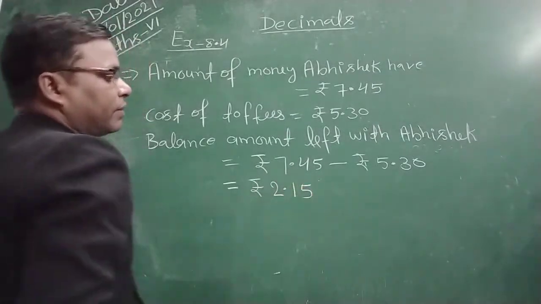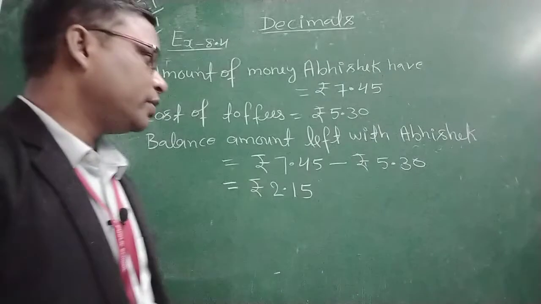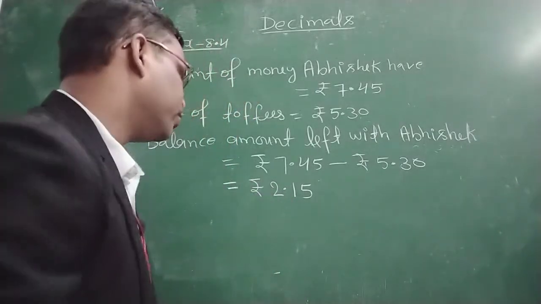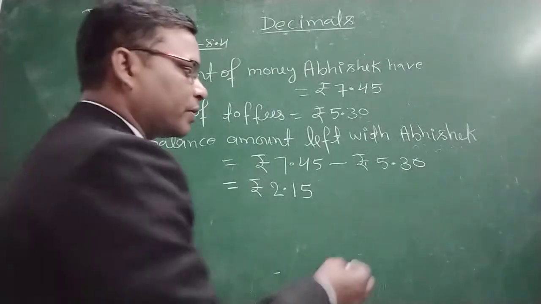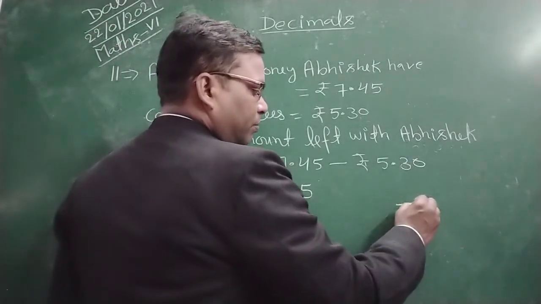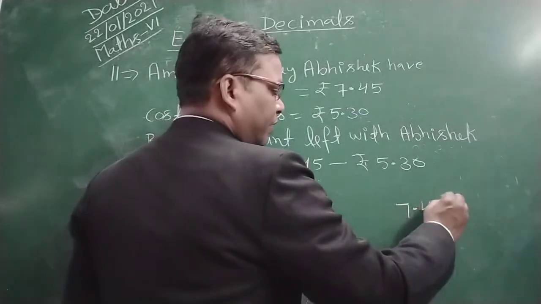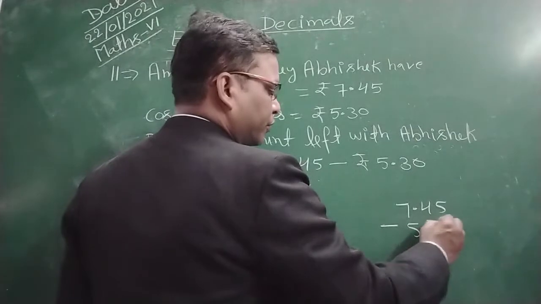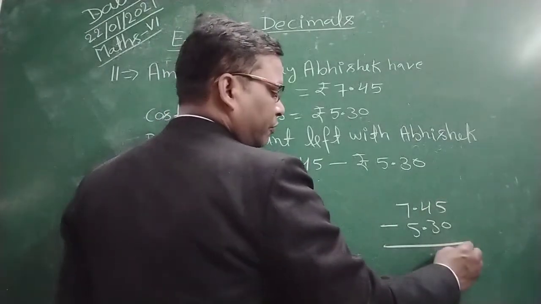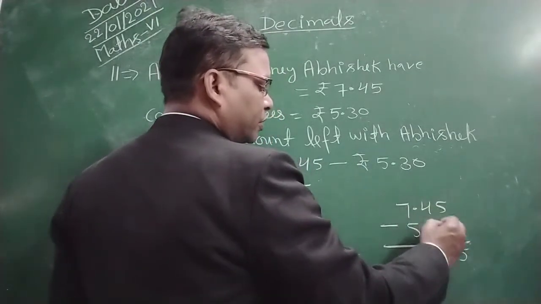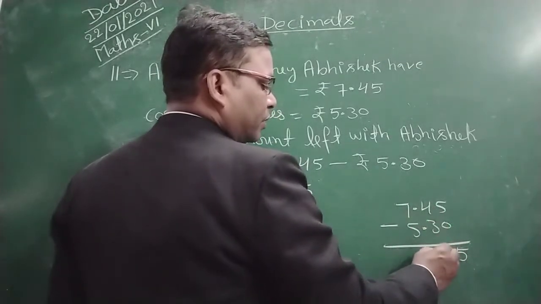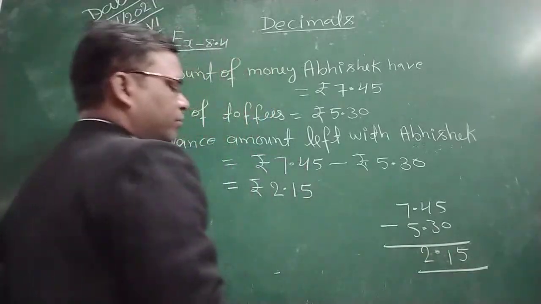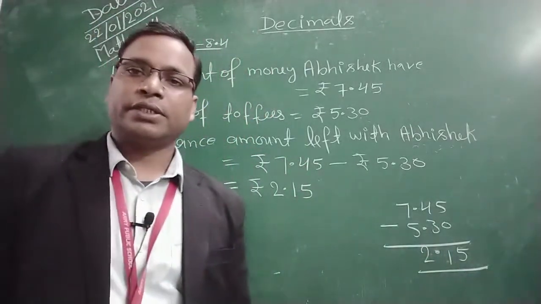2.15. Okay, if you face any difficulties with this method, I told all of you several times, you can use the vertical method like this: 7.45 minus 5.30. Subtract them. Here you write 5 and 4 minus 3, this is equal to 1. You write decimal under decimal, and 7 minus 5, this is equal to 2. So both ways you find the same result.